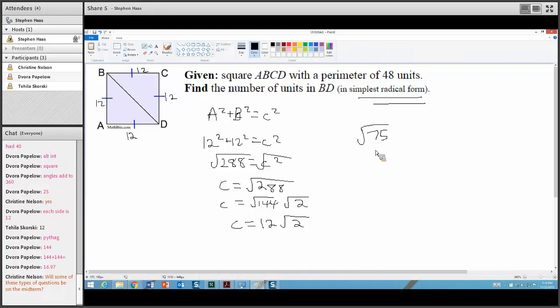We'll still have an opportunity to do a few more of these. If you wanted to break down the square root of 75, hopefully you could remember that 25 is a perfect square. So you could break that down into 25 and 3, because 25 times 3 is 75, and then you could turn the root of 25 into 5 and call this 5 root 3.